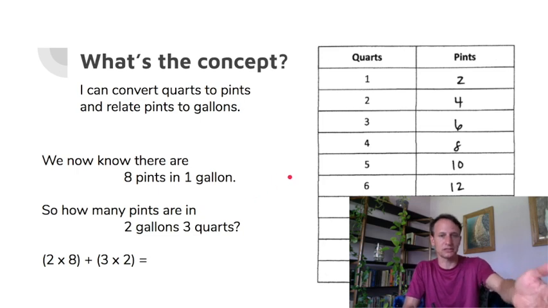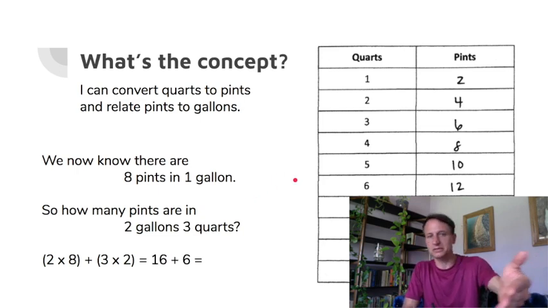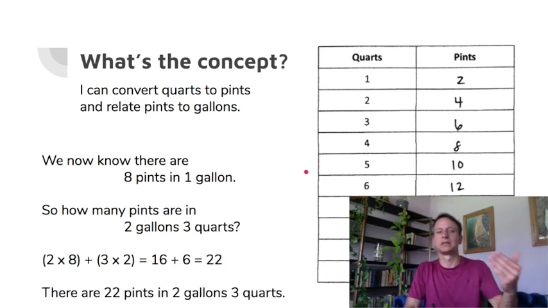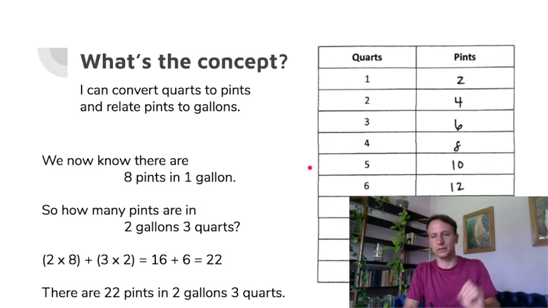2 times 8 is 16. 3 times 2 is 6. Put them together, you get 22. So that would tell us that there are 22 pints in 2 gallons, 3 quarts.